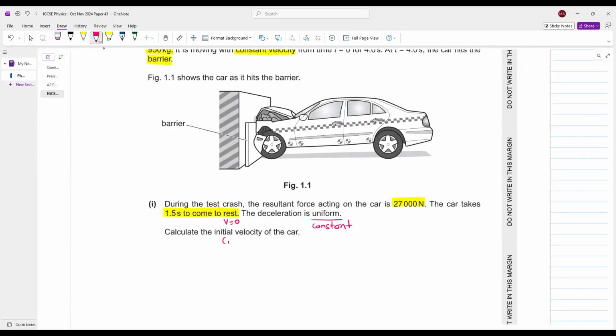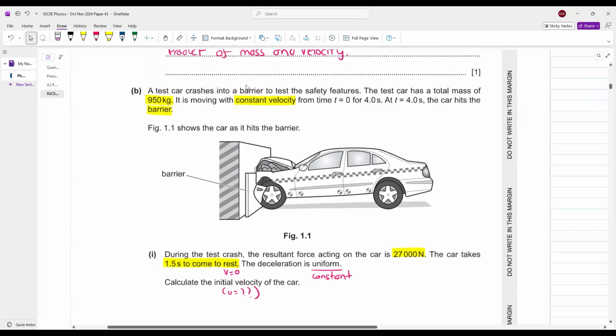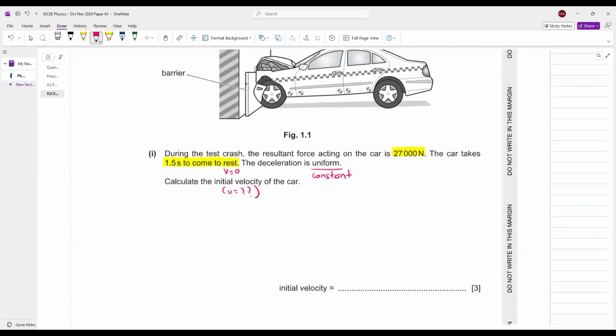What is the initial velocity of the car? You have to calculate the initial velocity of the car. How will you do that? Very easy. First of all, we will say resultant force is equal to change in momentum over change in time. What is your resultant force? 27,000 Newton. How will you calculate the change in momentum? Final momentum minus initial momentum divided by the change in time. What is the change in time? 1.5 seconds. Multiply to the left side. 27,000 into 1.5 is equal to final momentum minus initial momentum.